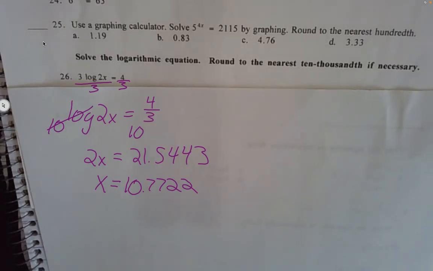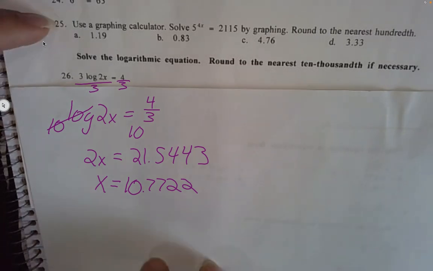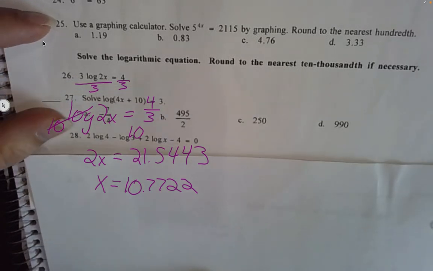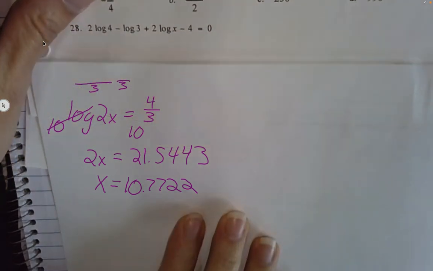We're almost done. I think we got 1, 2, 3, 4, 5, 6, 7 left. Is that right? We got 7 left. Can I go to 28? Or is anybody still writing this? I don't think we're still writing it. I'm going to erase.